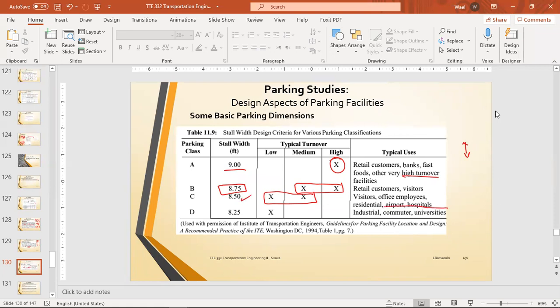For industrial, commuter, universities, people park their car in the morning and they leave at the end of the day. So we use the lowest parking width, which is 8.25 feet. 8.25 feet means 8.25 multiplied by 2.5 multiplied by 0.3, that's 2 meters and a half, approximately 2 meters and 75 centimeters. Is that clear?